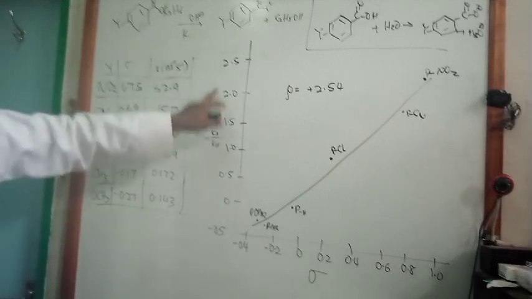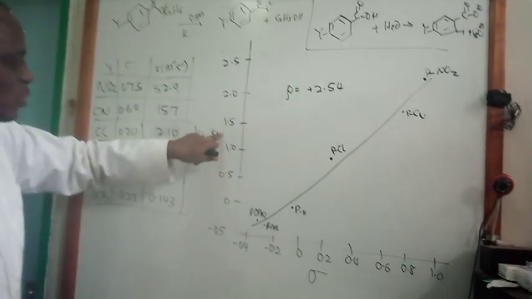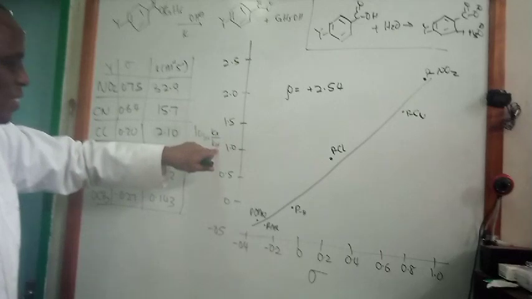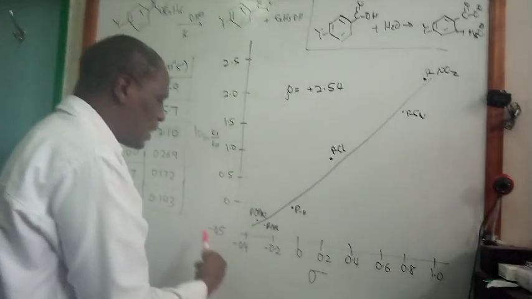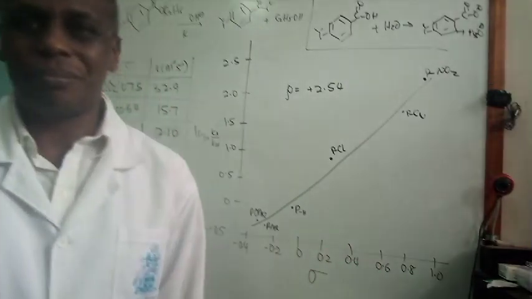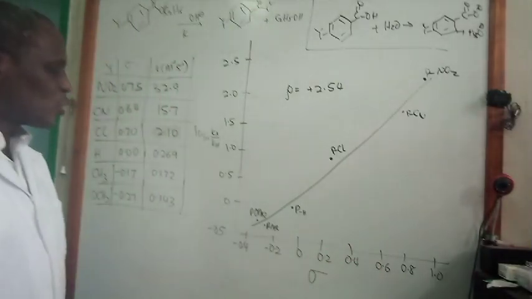So that's why you're going to get this log base 10 of Kx, which is the rate constant, over the unsubstituted benzene, and then you take the log base 10. So you're going to plot that relative to the sigma value.